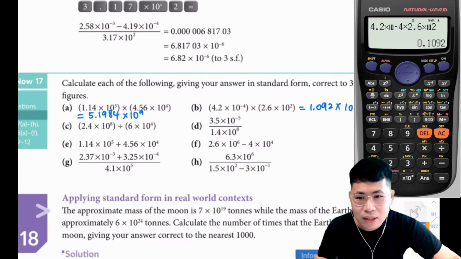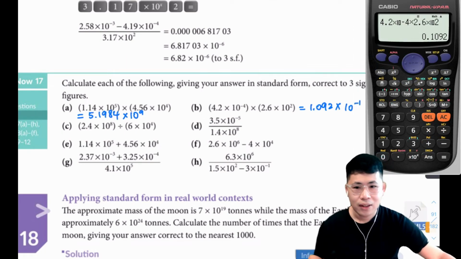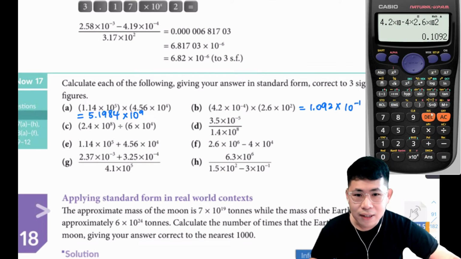Oh no, my calculator is too big. Okay, like that. I think hopefully you can still see.